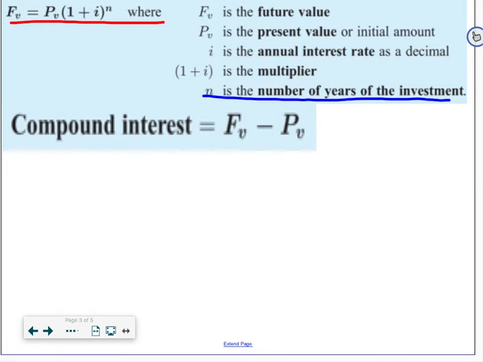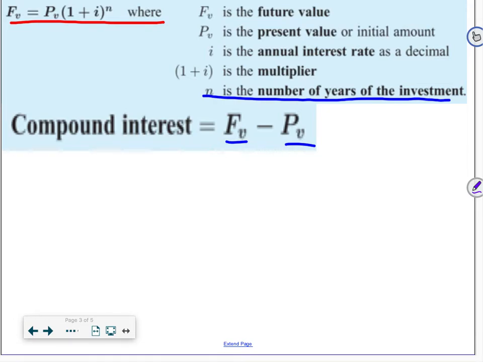If we want to find how much actual money we made on compound interest, realize that we have to look at the future value minus our previous value, and that will tell us the money that we've actually made in interest alone.